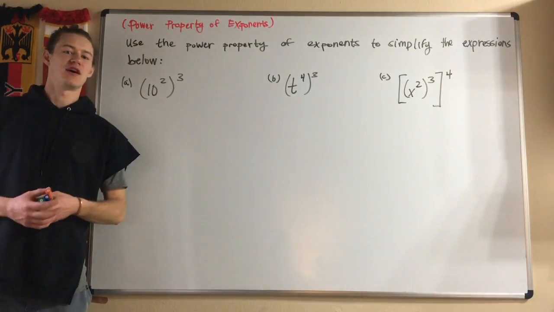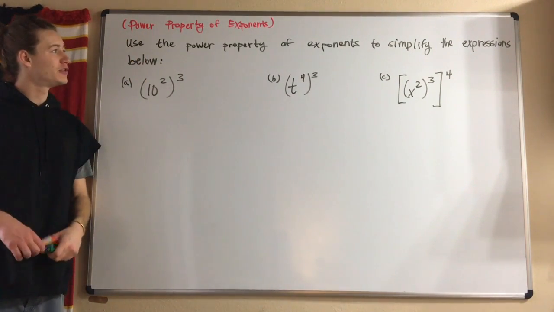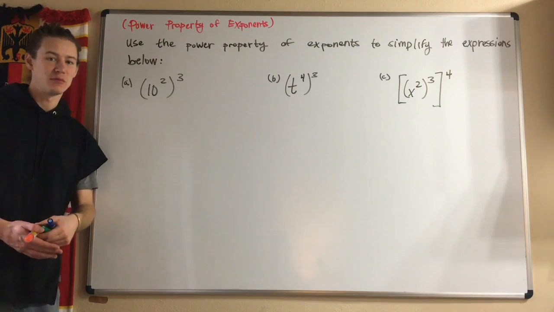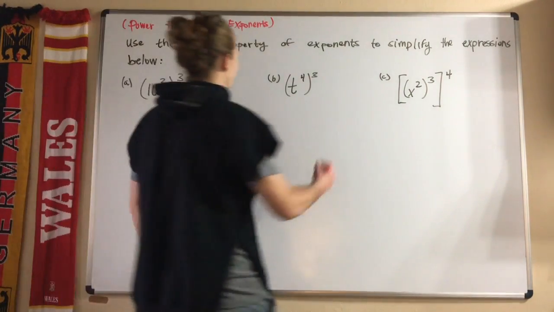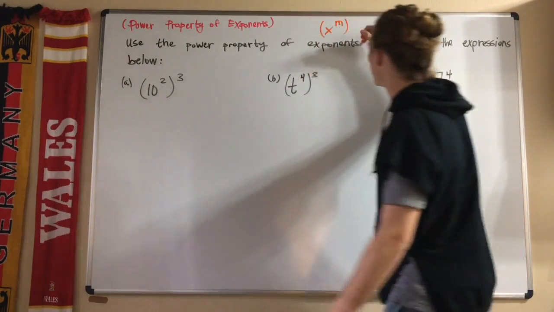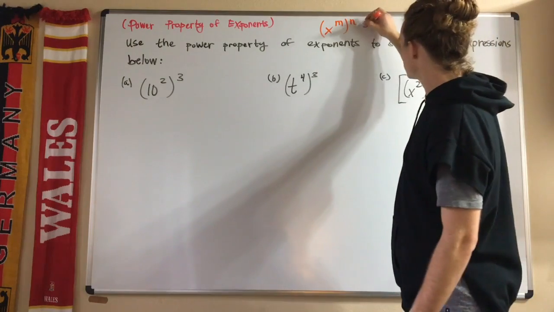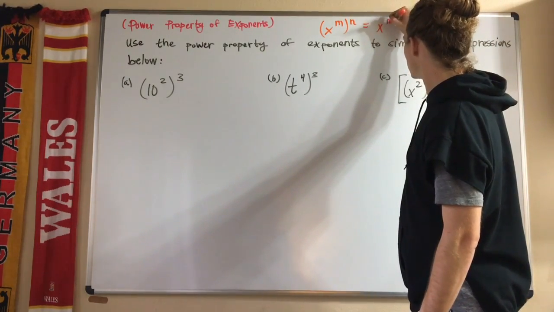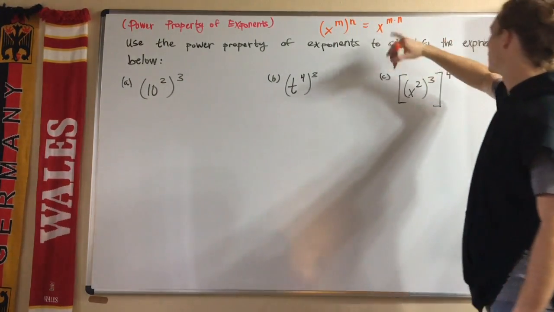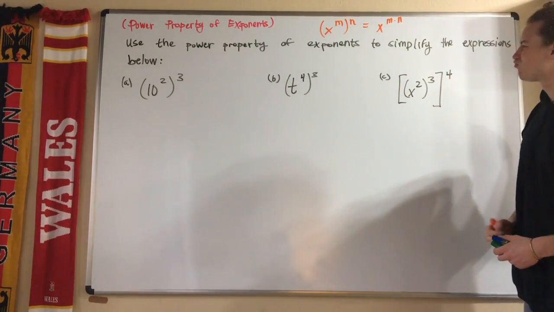The next problem I'd like to talk about has to do with the power property of exponents. Before we do this problem, let's remind ourselves what the power property of exponents says. It says that if I have some base, say x to the m power, and I take that power to the nth power, this is just equal to x to the power where the exponent is the product of these powers here.